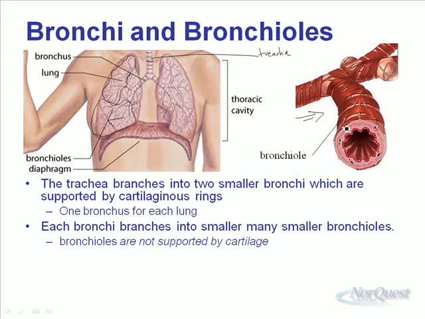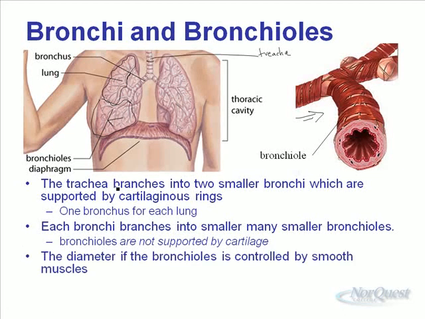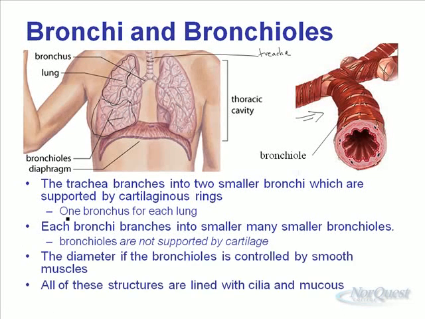So if you take a look at this picture, you can see these red bands surround the entire bronchiole. That's what determines whether or not it's going to be really open or really closed. If those muscles contract, it narrows the bronchiole. If those muscles relax, it widens the bronchiole. And that's that. All these structures are still lined with cilia and mucus, and you can even see, if you take a look at the inside of this bronchiole, it's ridged.